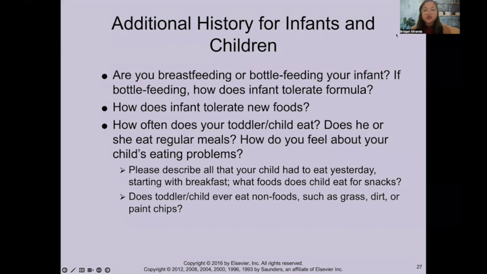Additionally, for infants and children, I want to know specifically what they're eating, how much. For infants, if they're bottle or breastfed, how many times per day, how many ounces, or how many minutes if they're breastfeeding. I also want to know for toddlers, are they picky? Do they eat regularly, or do they kind of graze? Do they eat all the food groups? Do they have a diagnosed eating problem?